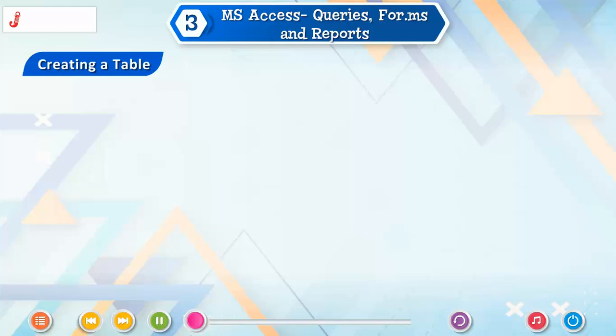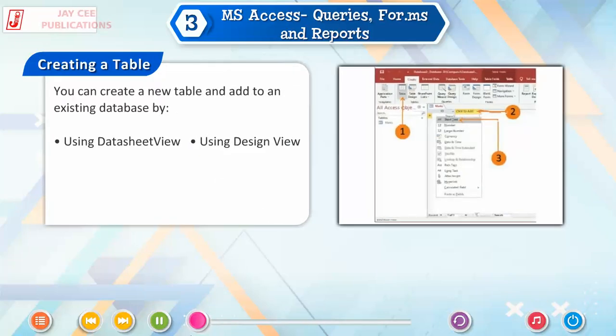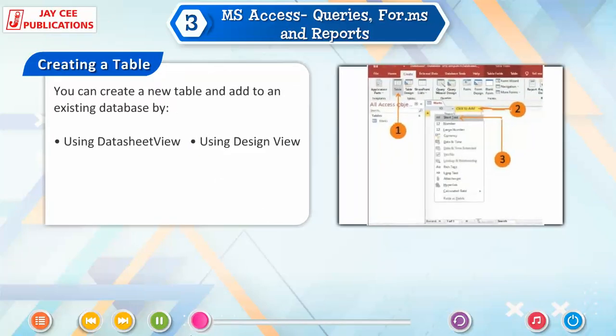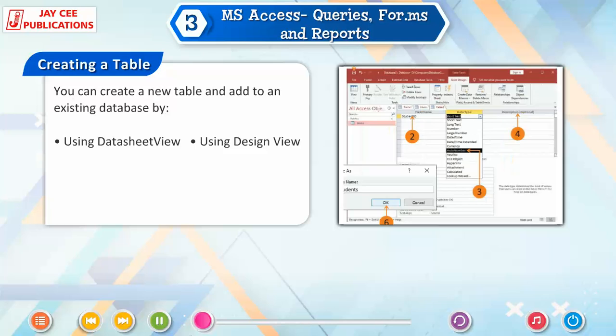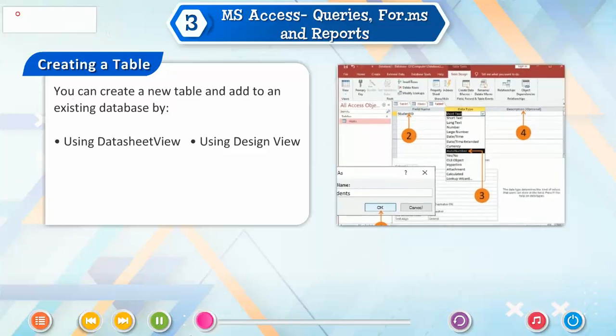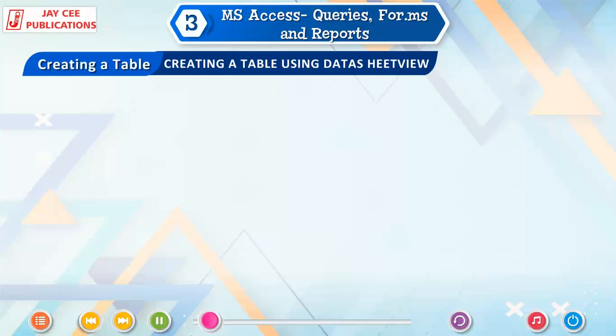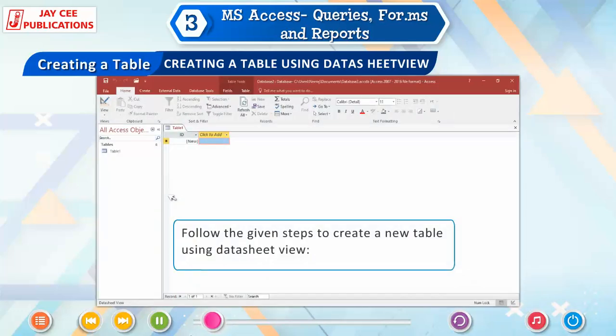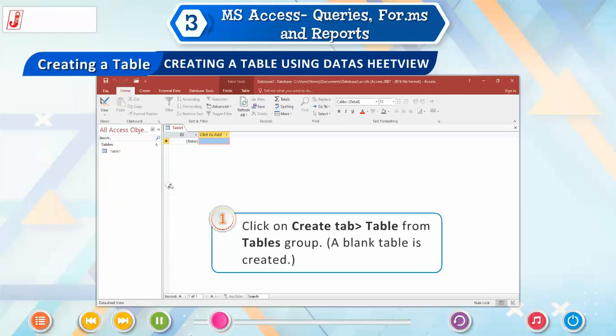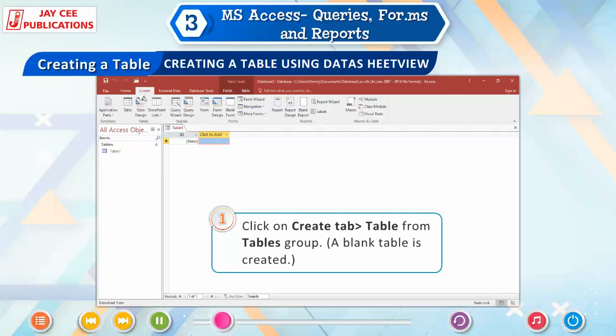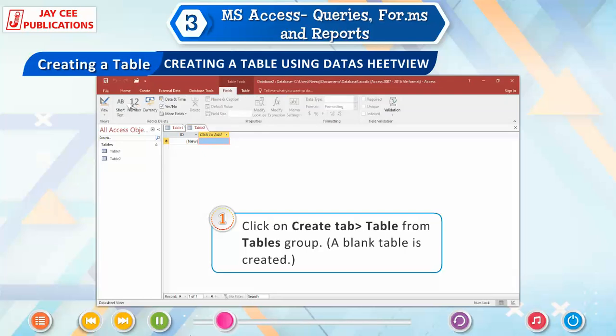Creating a table. You can create a new table and add to an existing database by using Data Sheet View or using Design View. Creating a table using Data Sheet View. Follow the given steps to create a new table using Data Sheet View. 1. Click on Create tab. Go to Table from Tables group. A blank table is created.